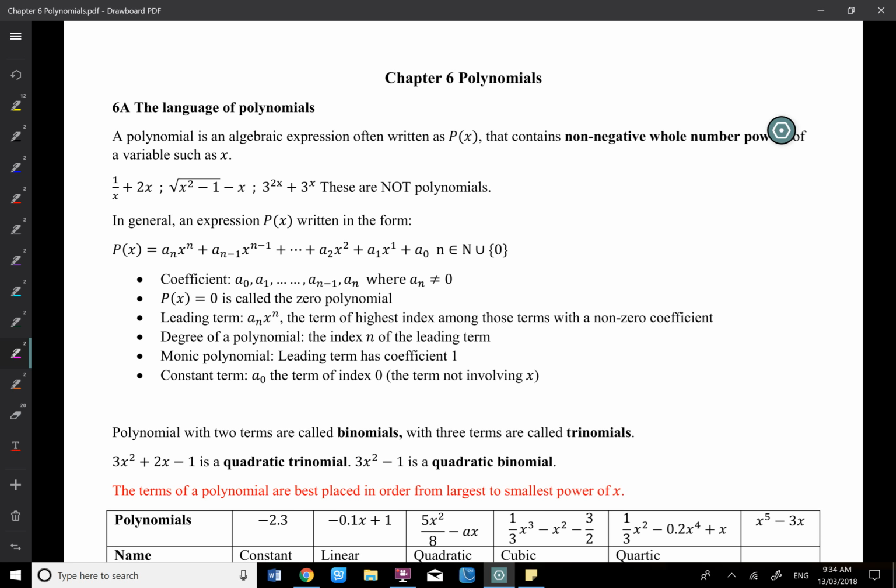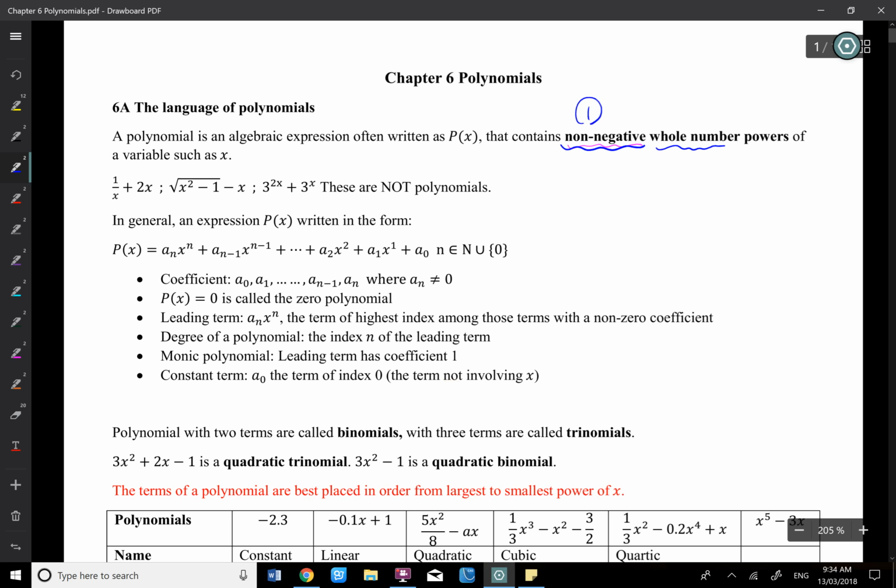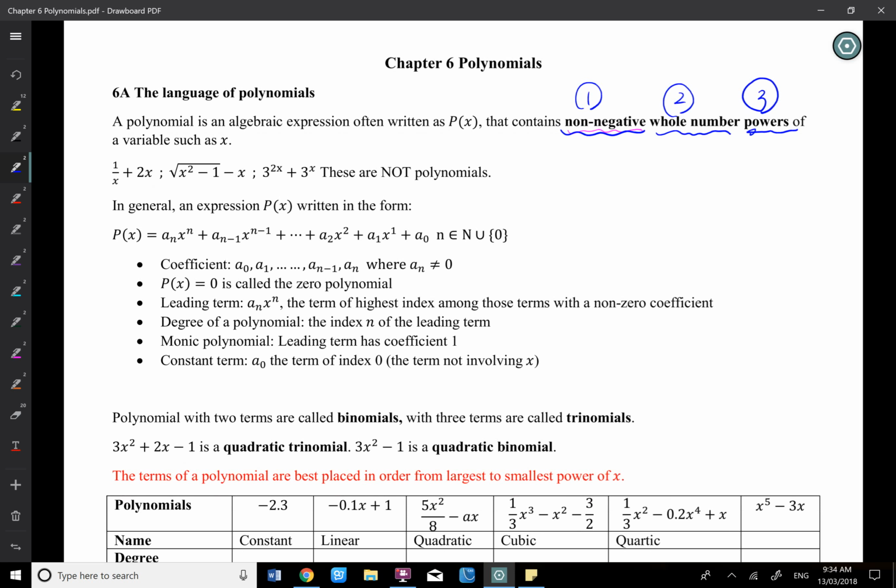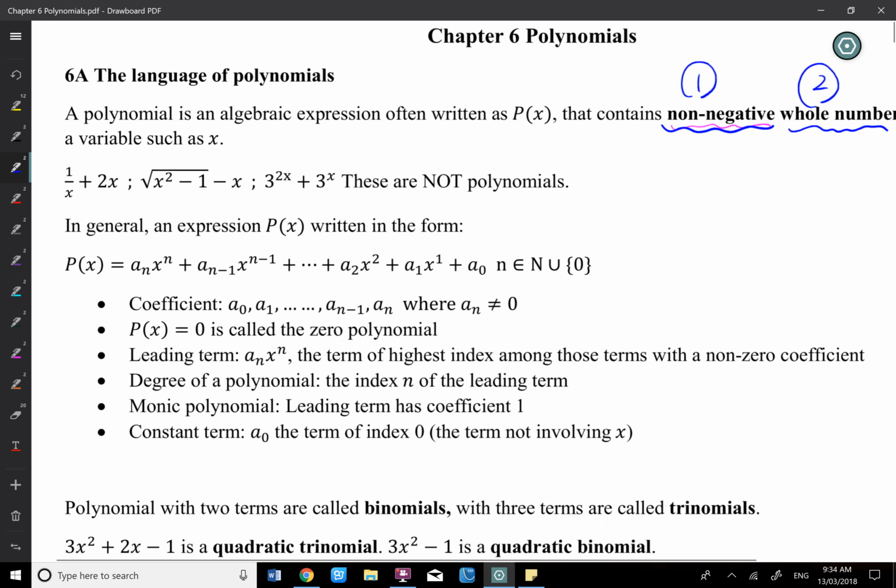What is a polynomial? Very important definition. Non-negative, first requirement. Whole number, second requirement. Power, that's the third. Okay, three requirements: non-negative integer powers.